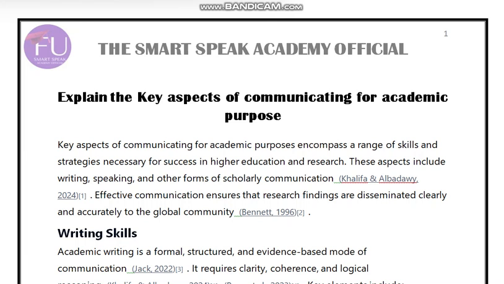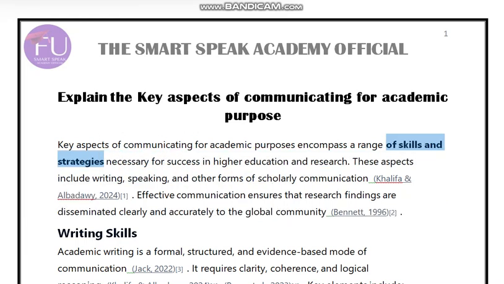Now, let me explain the key aspects of communication for academic purpose. Today, the topic is based on communication with reference to academic purpose. Key aspects of communicating for academic purpose encompass a range of skills. This means that we have a lot of skills and strategies. Those skills and strategies are necessary for higher education and research. We have a very good topic here, higher education and research.